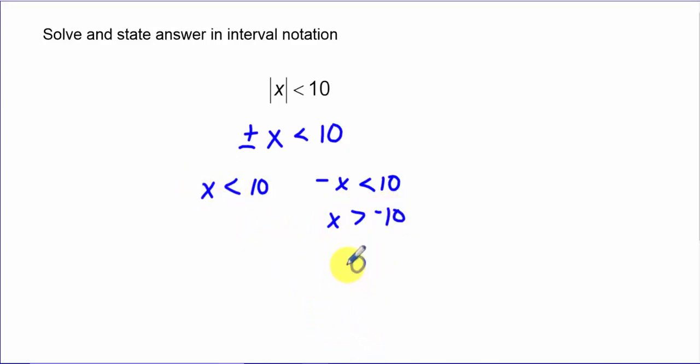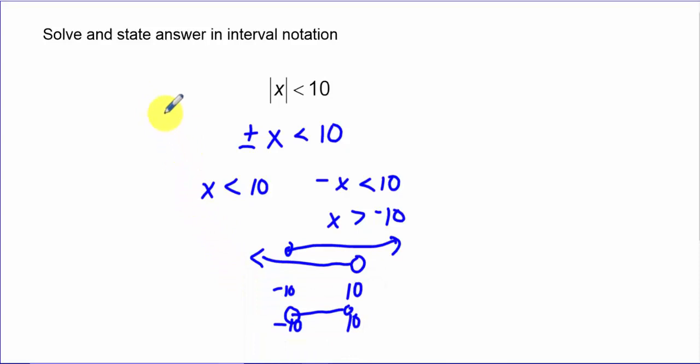So now I take a look at these two graphs. Here's a 10 that's not included, and it goes this way. And here's a negative 10 that's not included, and it goes this way. Now, these guys end up overlapping, and when they overlap, that's kind of like an intersection. So the solution of this is going to be basically here, like so.